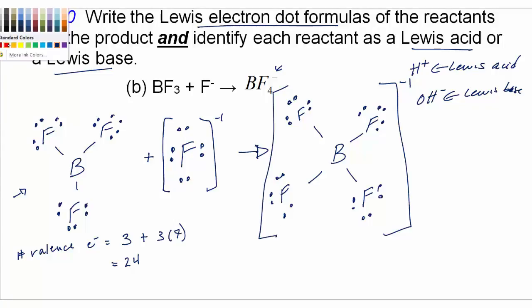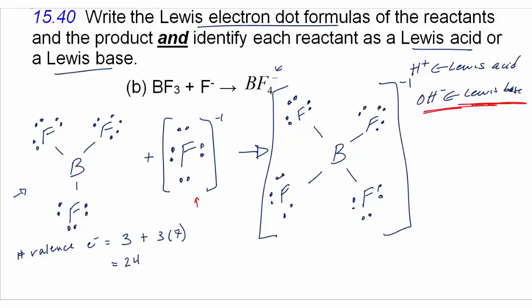Okay, so we are supposed to identify each reactant as a Lewis acid or a Lewis base. So this fluoride, now you can kind of tell already, it's got a negative charge on it. That's going to be our Lewis base. The fluoride will be. But let's see how this is working. Right? It has a negative charge. It's got to be our Lewis base. So that means this has to be our Lewis acid.